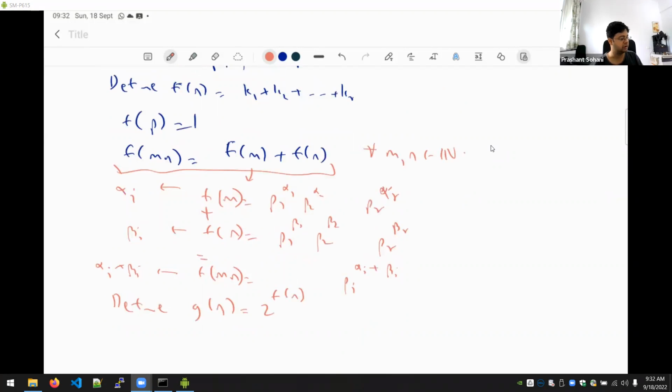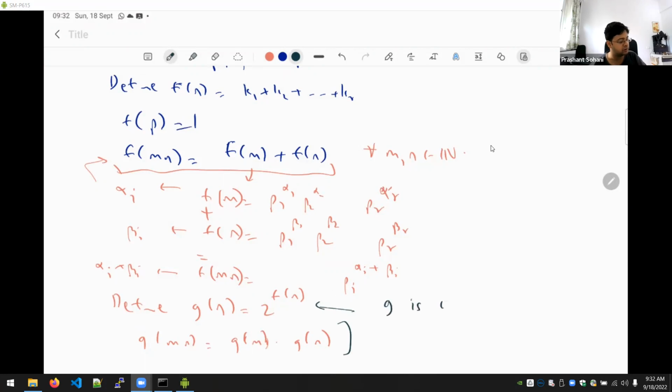So you see that if f has this property, f of mn is f of m plus f of n, then it will imply that g of mn will be g of m into g of n. This is due to the fact that when you multiply indices, the exponents get added. Basically that's what we're exploiting. So I made a mistake initially, but we are able to derive a different function which is multiplicative. And not only that, I think you can see this is completely multiplicative.